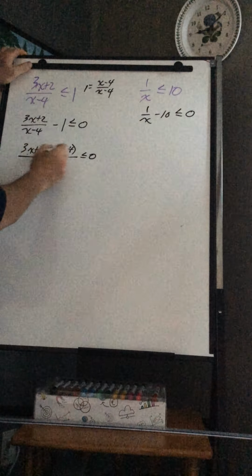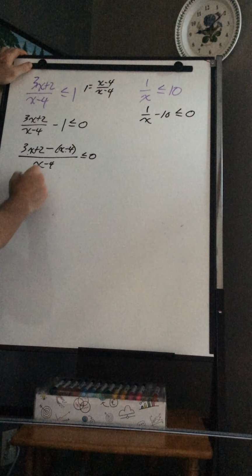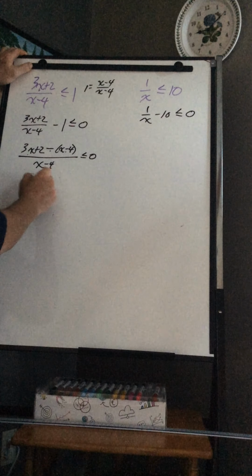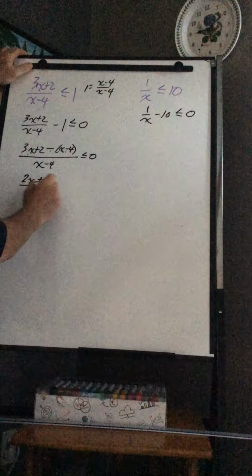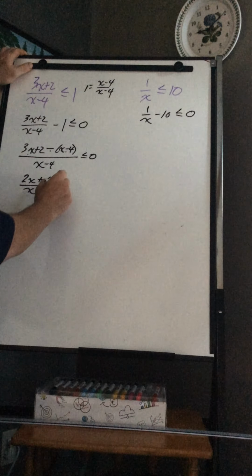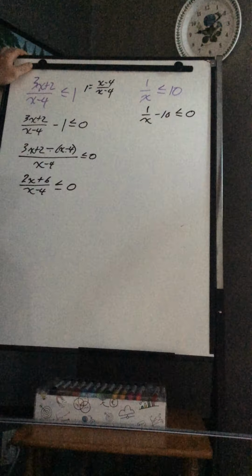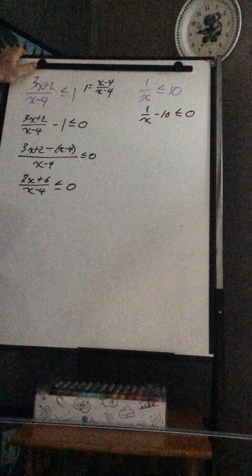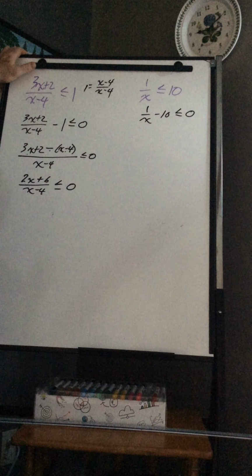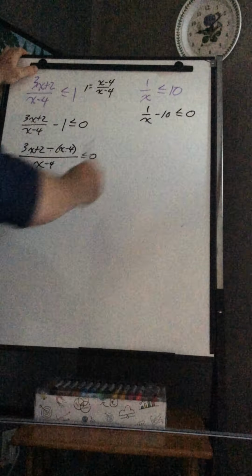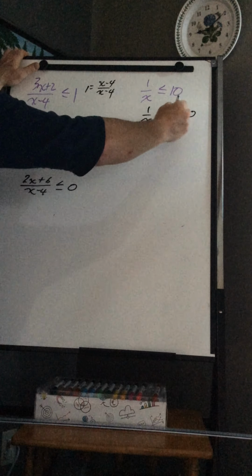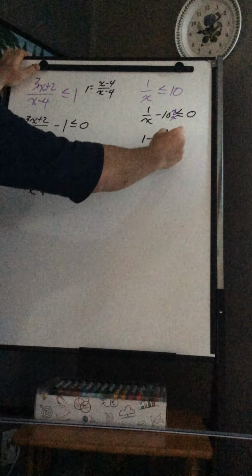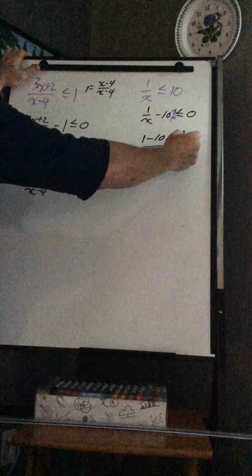So I have 3x - x to give me 2x. 2 minus a negative 4, so that's plus 4, plus 6, over x - 4 is less than or equal to 0. So that's the inequality we're going to be looking at. Here I'm going to multiply by x over x, so it's 10x over x. So that means I have (1 - 10x)/x, and it's going to be less than or equal to 0.